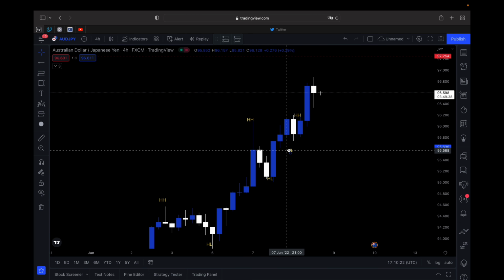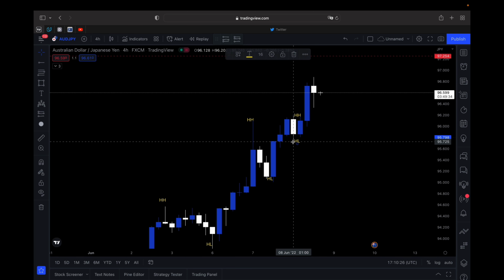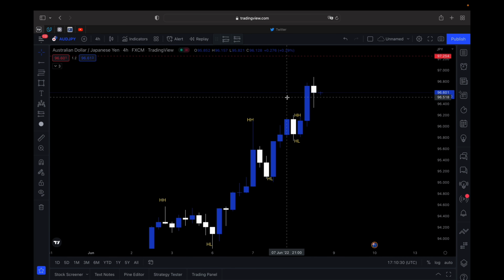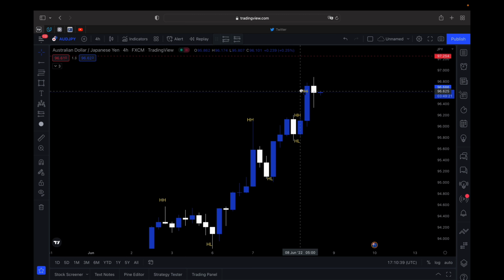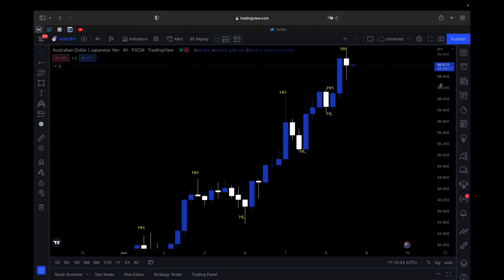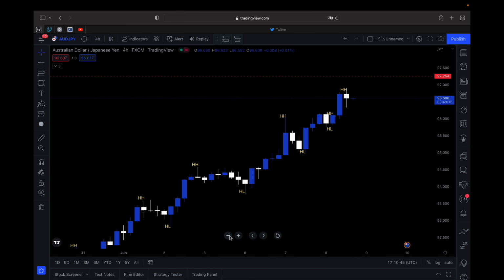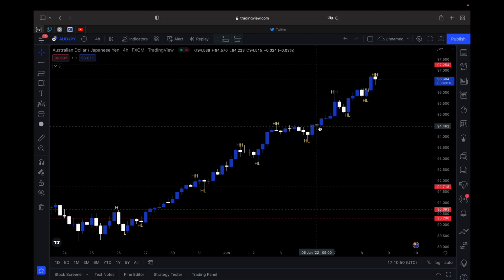So basically the Japanese yen is very weak. So every other currency is taking advantage of the yen's weakness. So here you go, a higher high here. So let's see what happens. So this market is still in an uptrend, and the trend is not about to change anytime soon. No signification for a trend change yet.